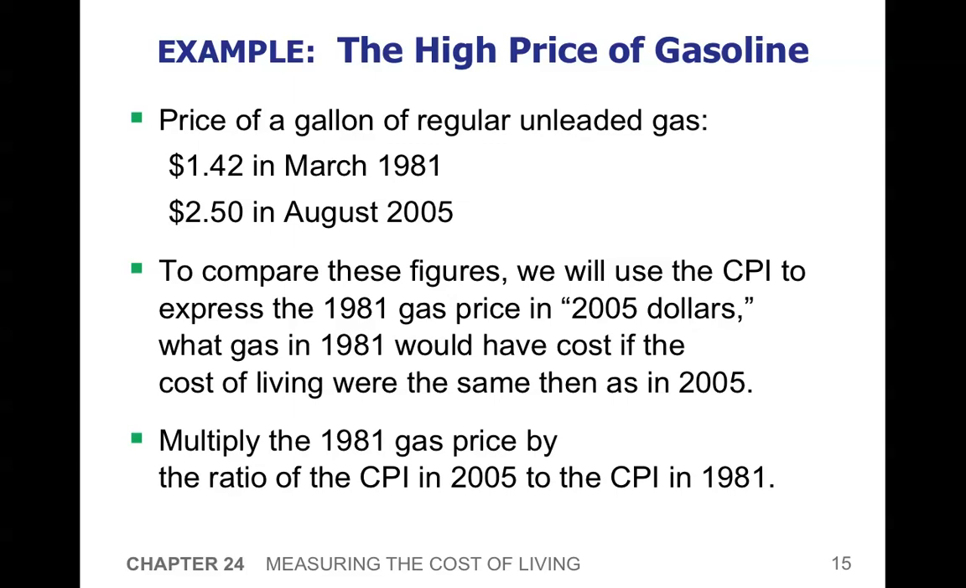Okay, and the formula is we multiply the 1981 gas price by the ratio of the CPI in 2005 to the CPI in 1981. If we wanted to go backwards, we would multiply the 2005 gas price by the ratio of the CPI for 1981 to the CPI for 2005.